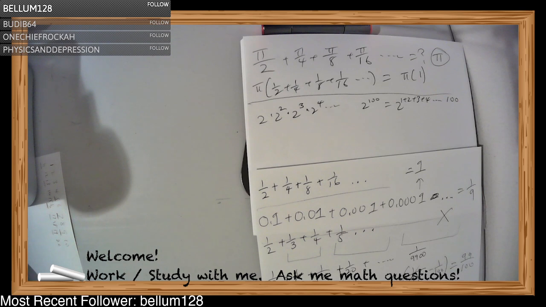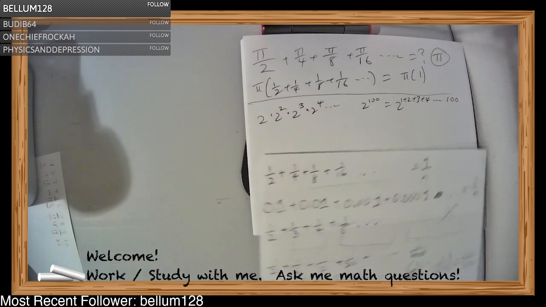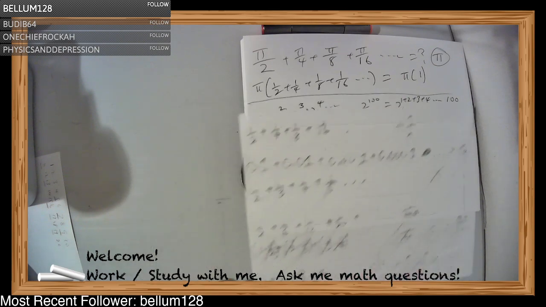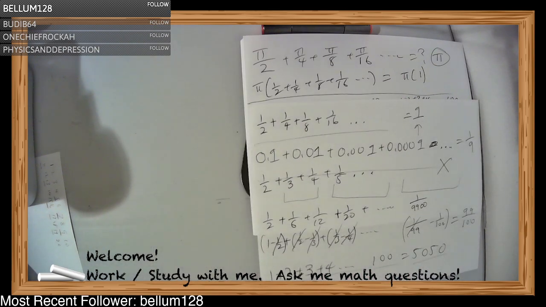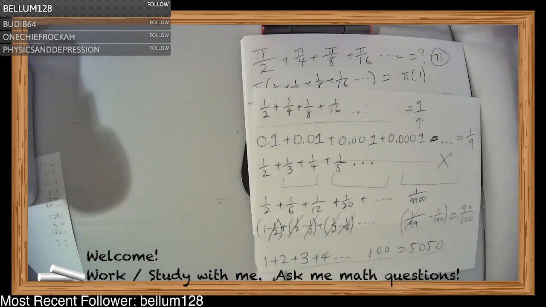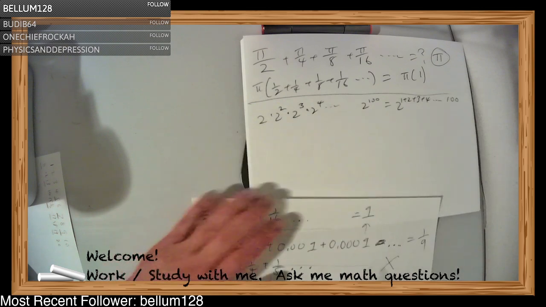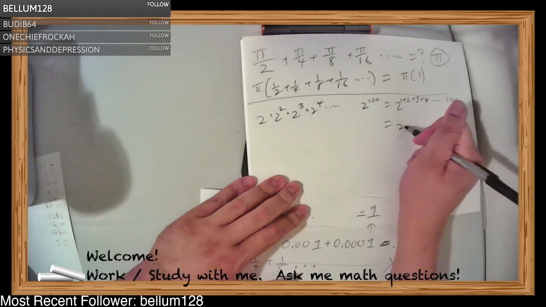Now you might look at the right side and say, well, there's a part of it that looks very, very familiar. Namely, this one here. Can you see that? 1 plus 2 plus 3 plus 4 plus 5 plus 6, dot dot dot, to 100. That equals 5050. So this answer here is just 2 to the 5050.